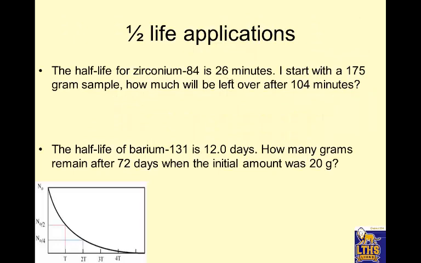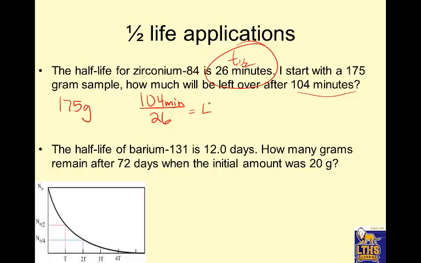So here's zirconium-84. It's 26 minutes. So I say T1/2 for half-life. If you start with 175 grams, how much is going to be left after 104 minutes? Alright, so every 26 minutes, zirconium-84 reduces to half its original amount. Half of the atoms radioactively decay. So in 104 minutes, if I take every 26 minutes for it to radioactively decay, then that means 4 half-lives go by in 104 minutes.